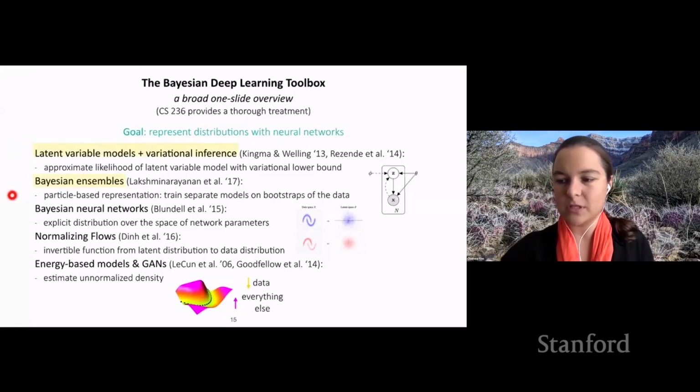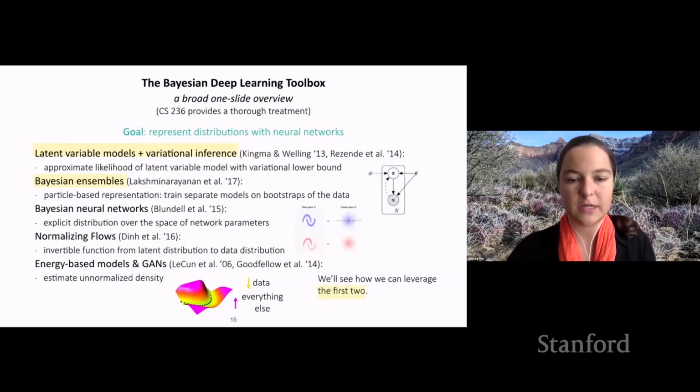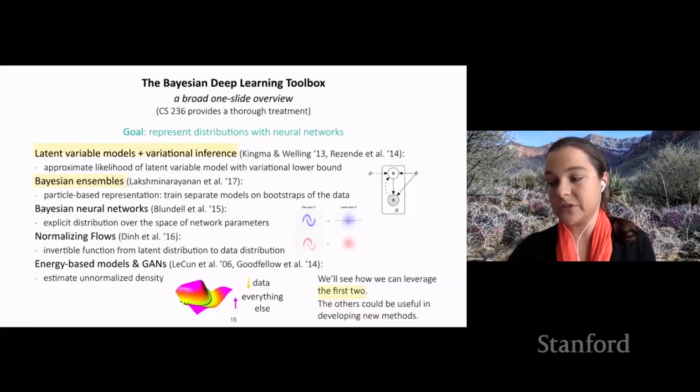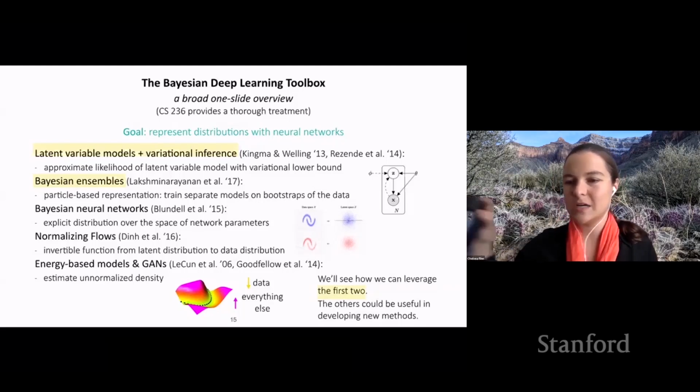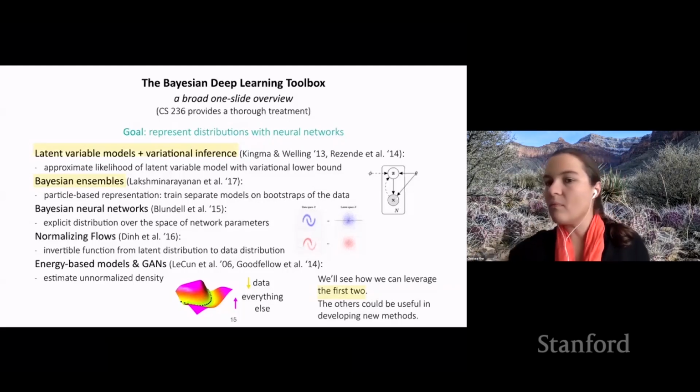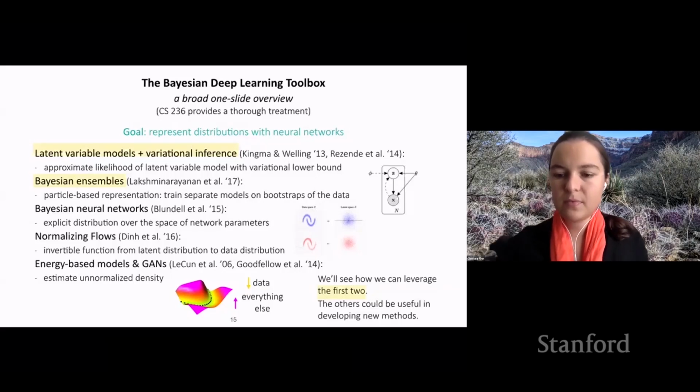We're really going to be focusing on the first two classes of methods today. And specifically, we'll look at how we can leverage these first two in the context of metalearning. The others could also be useful in developing new methods. Any questions about this one-slide overview of Bayesian deep learning? Okay.